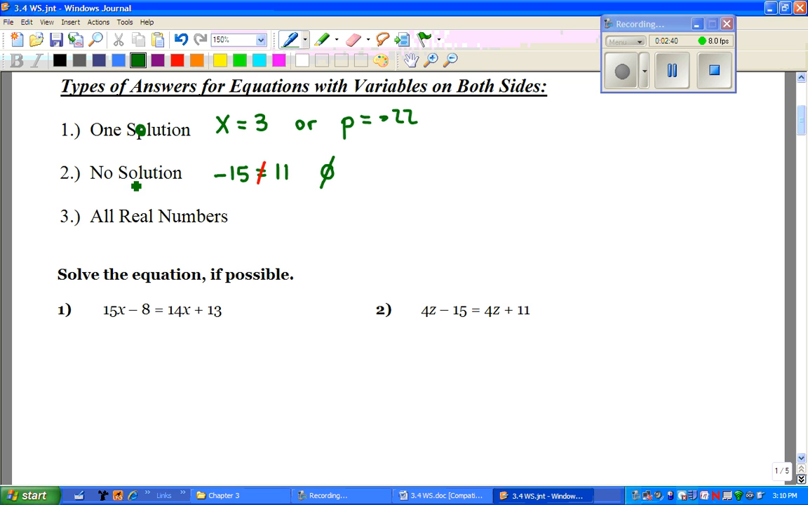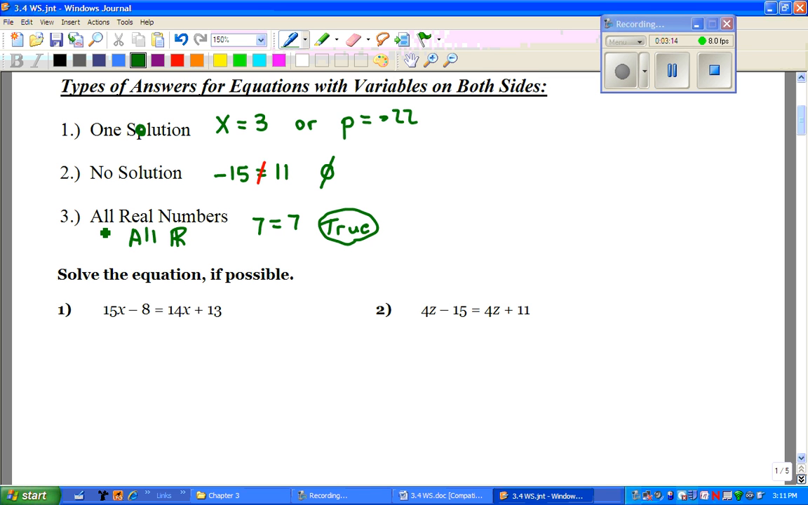Another type of answer we could get would be all real numbers, which is simplified by writing this. You can draw a capital R and put another line through it. That's the symbol for real numbers. What happens with all real numbers is you end up with something like 7 equals 7. And if 7 equals 7, is that true or is that false? Well, we know that 7 equals 7, so that is a true answer.